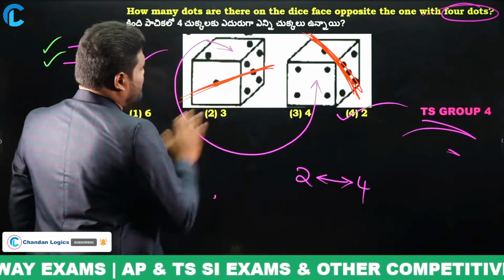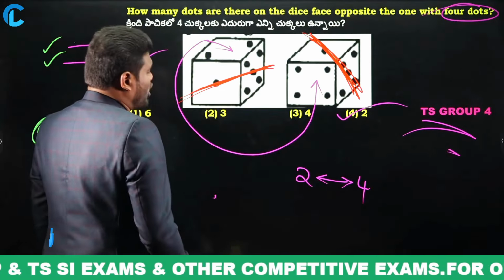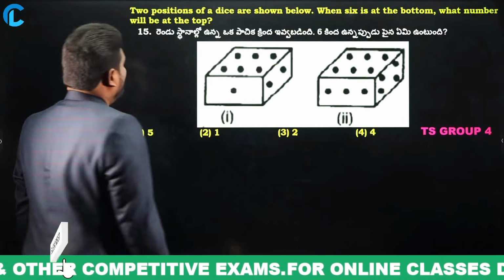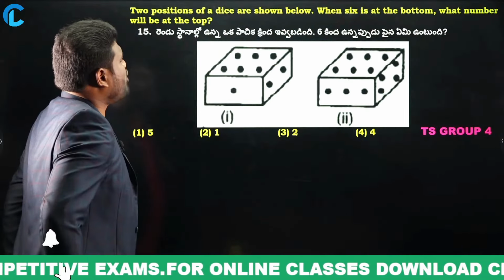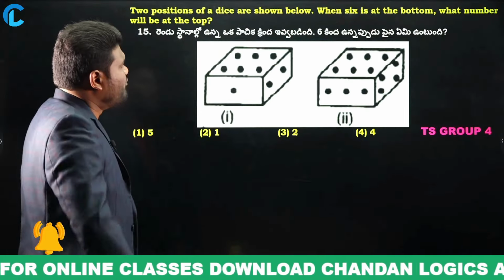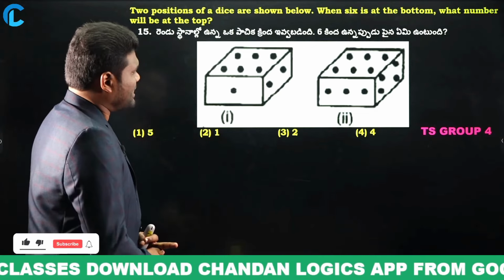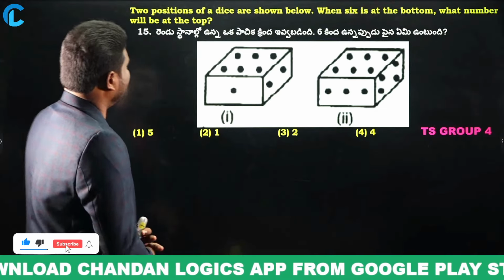Look here. The answer for this question is 2 dots; 4 dots opposite is 2 dots. That's it. Look at the next question. 2 positions of a dice are shown below. When 6 is at the bottom, what will be at the top?